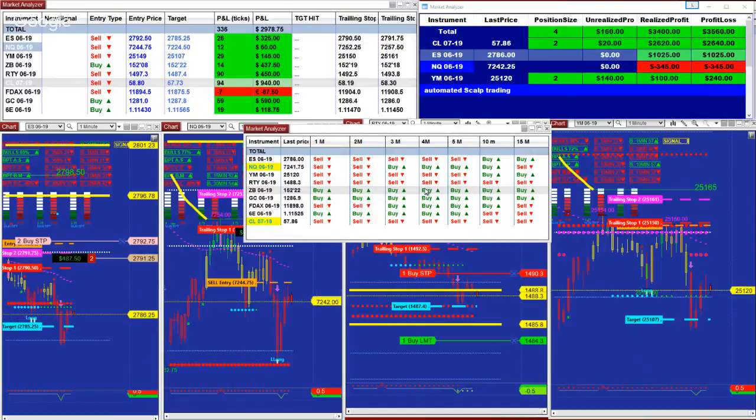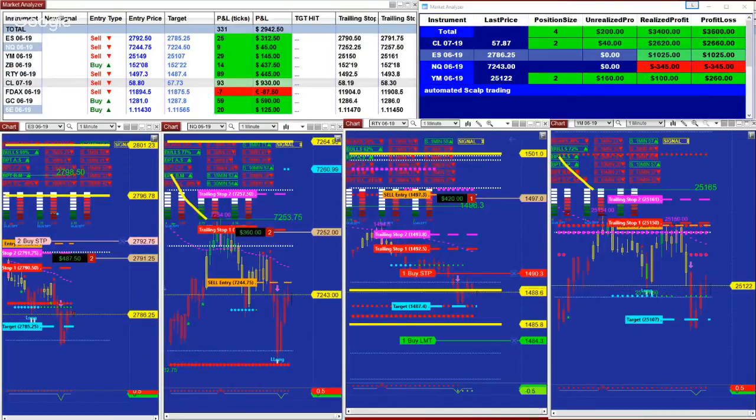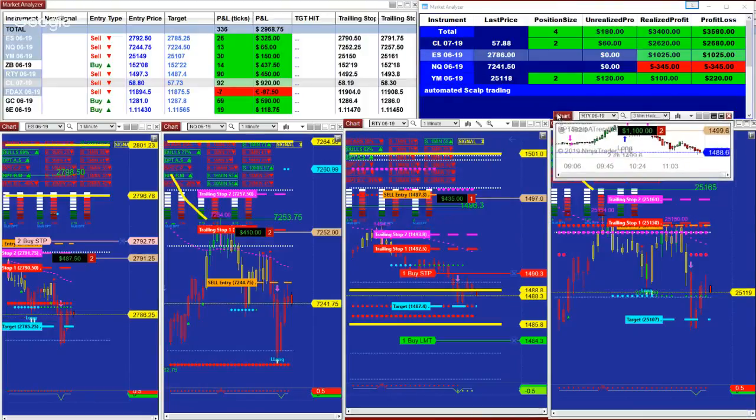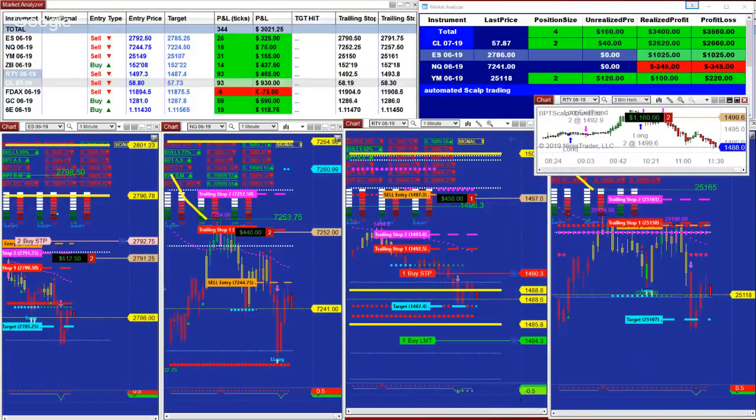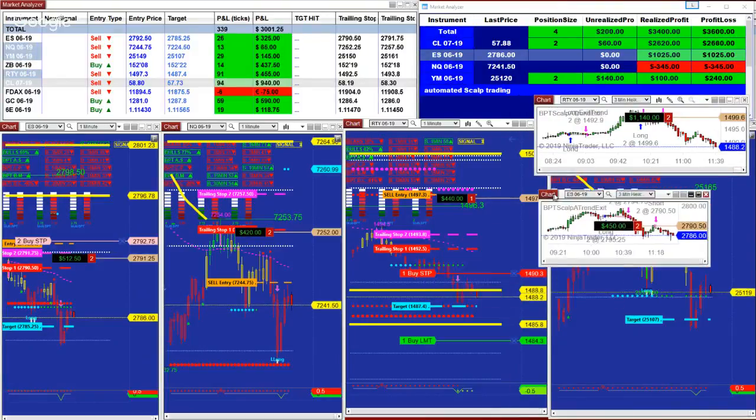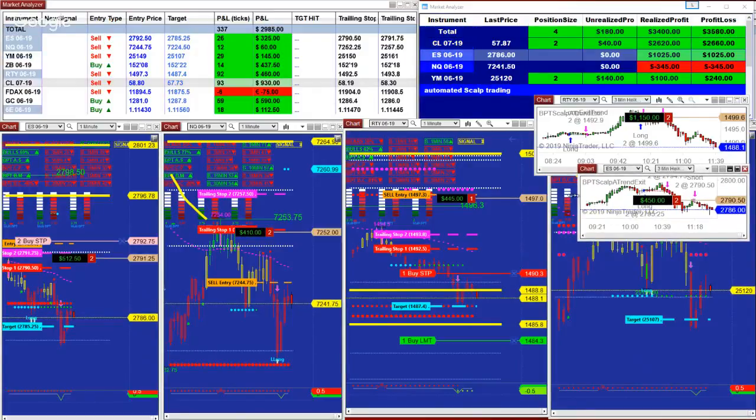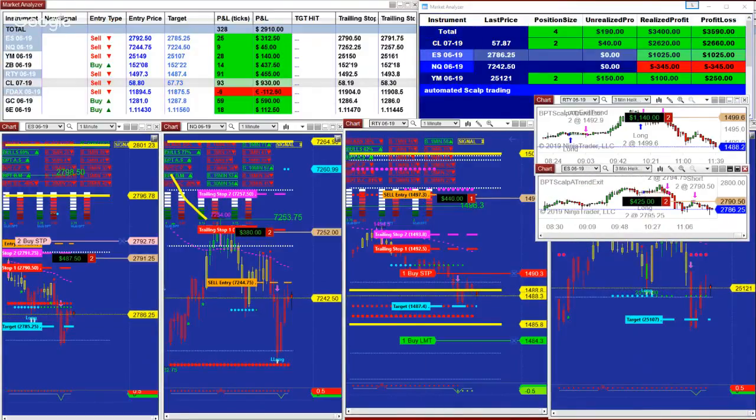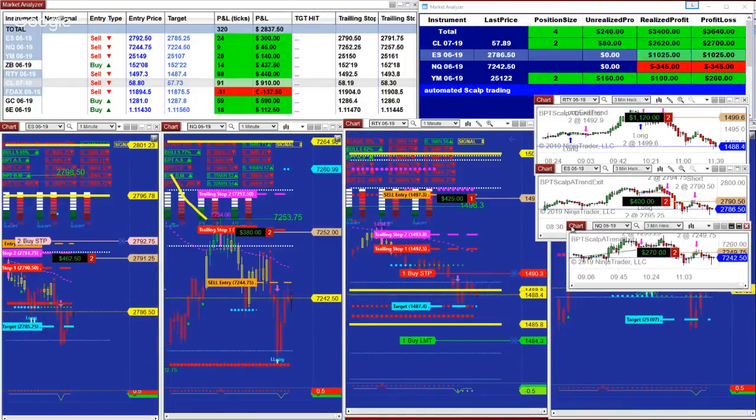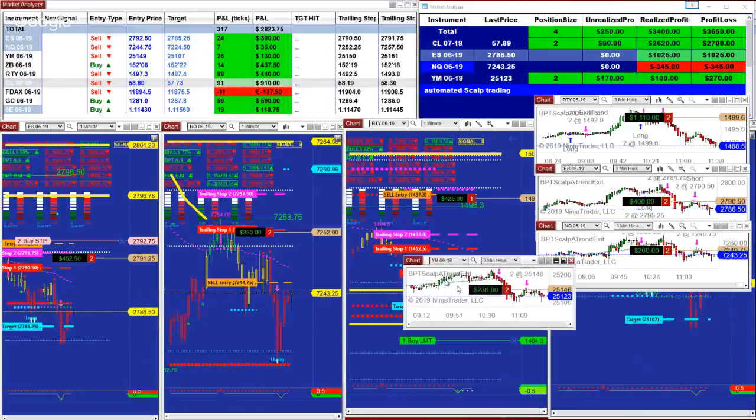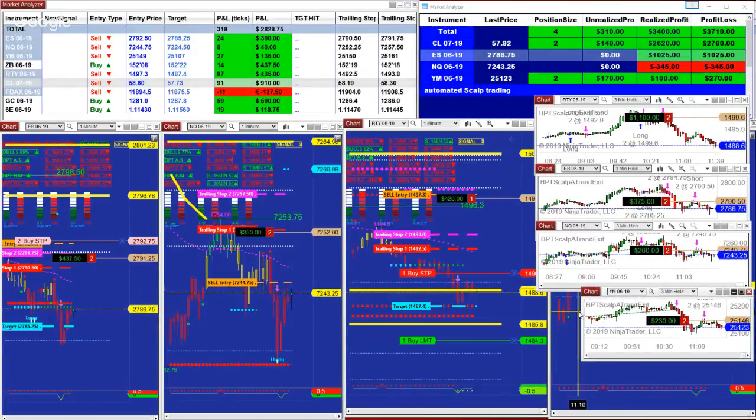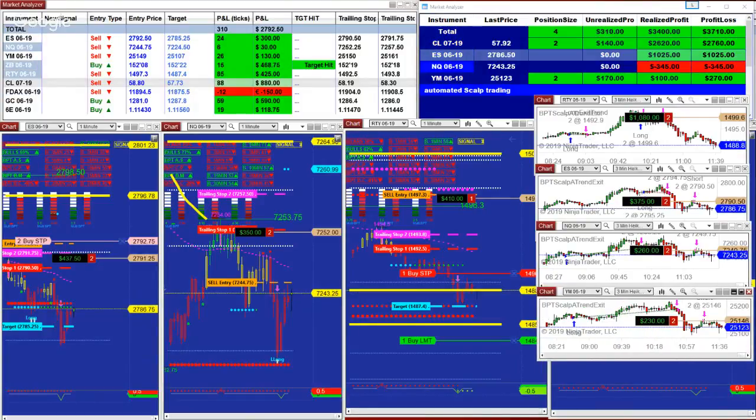Let's look at what they are doing. The fully automated trade. This is the Russell. This is the ES, and this is the Nasdaq, and this is the YM. All of them the same time frame, gentlemen. All of them the same time frame.